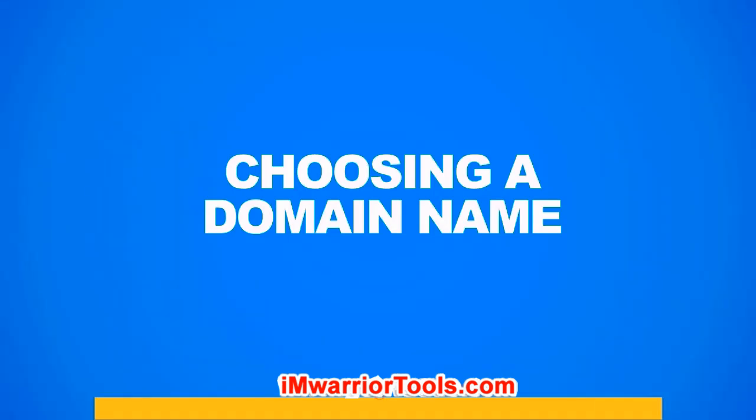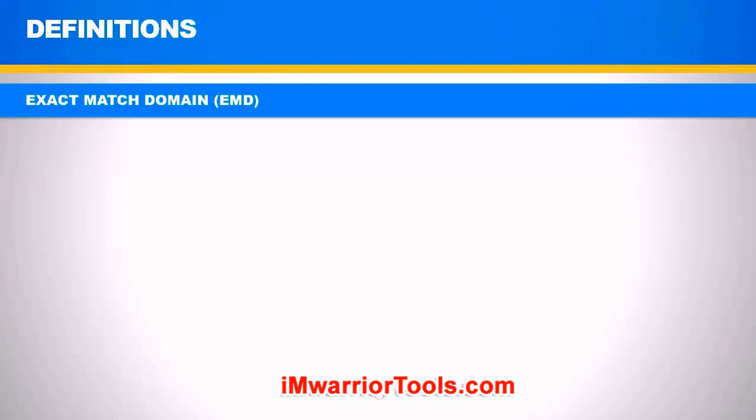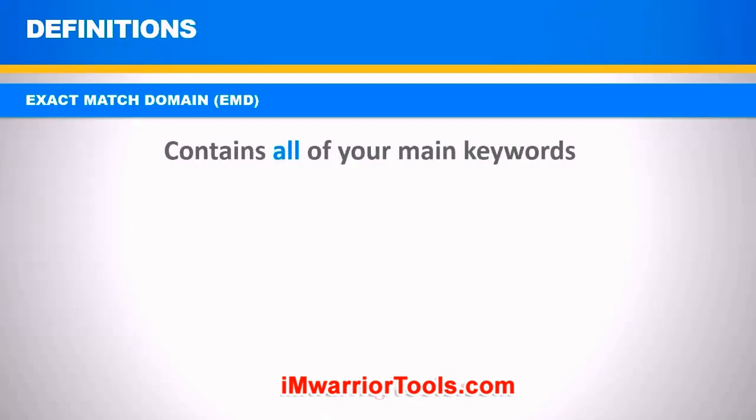But first, let me go through a few definitions for you on the different types of domain names you can have. Now first we have EMDs, or exact match domains. The definition of this, or at least my definition of it, is it contains all of your main keywords. The benefits to EMDs is you can rank fast. And the reason is this: the topic is pretty set in stone when you pick a domain name.